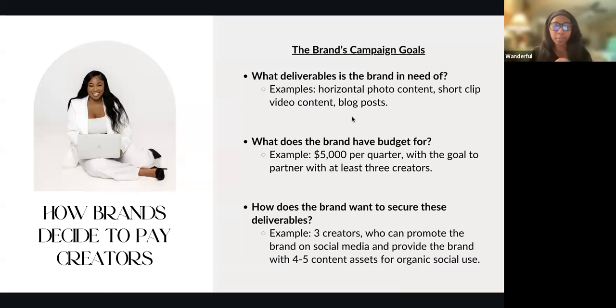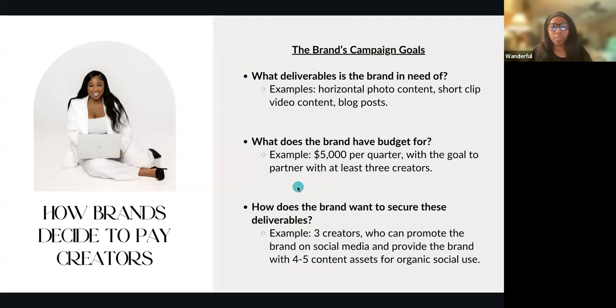So they're talking about here, what budget do they have? In this example, we're going to say the brand has about $5,000 per quarter. That's really small, but unfortunately, some brands do have that budget. $5,000 per quarter, with the goal to partner with at least 3 creators. So we need to figure out how we can stretch this small $5,000 budget to get enough deliverables out of these creators that we need.